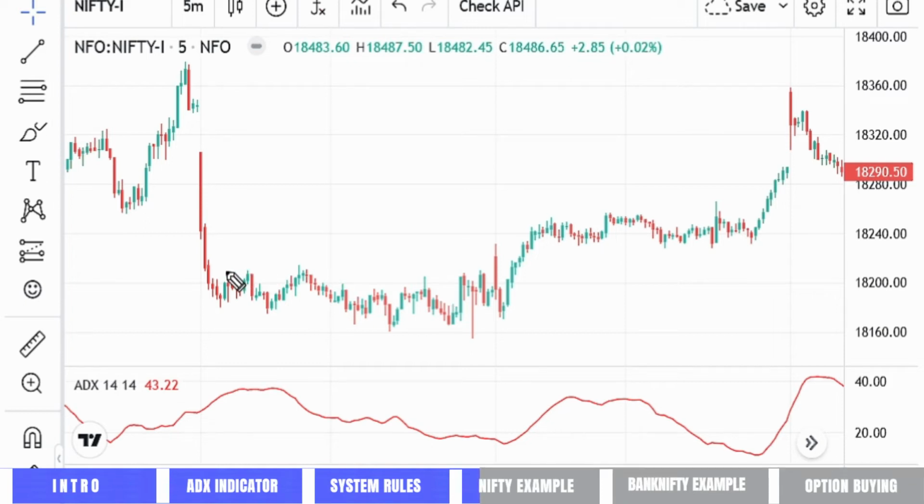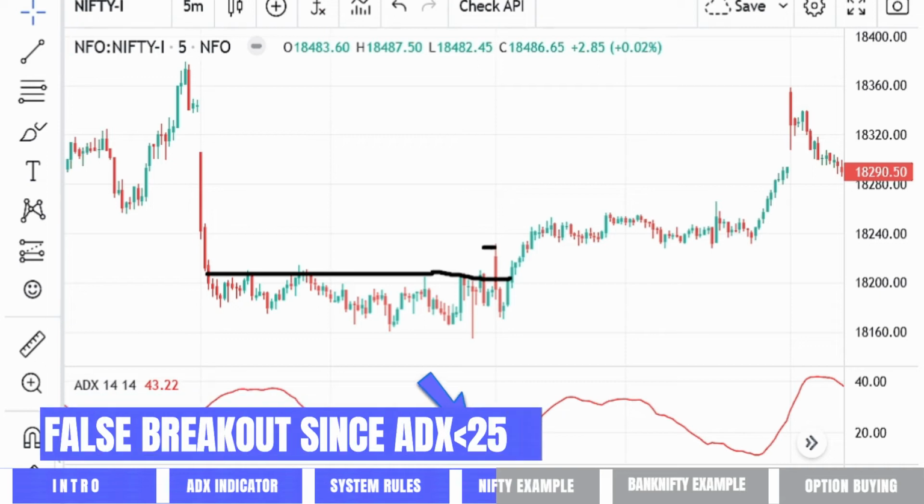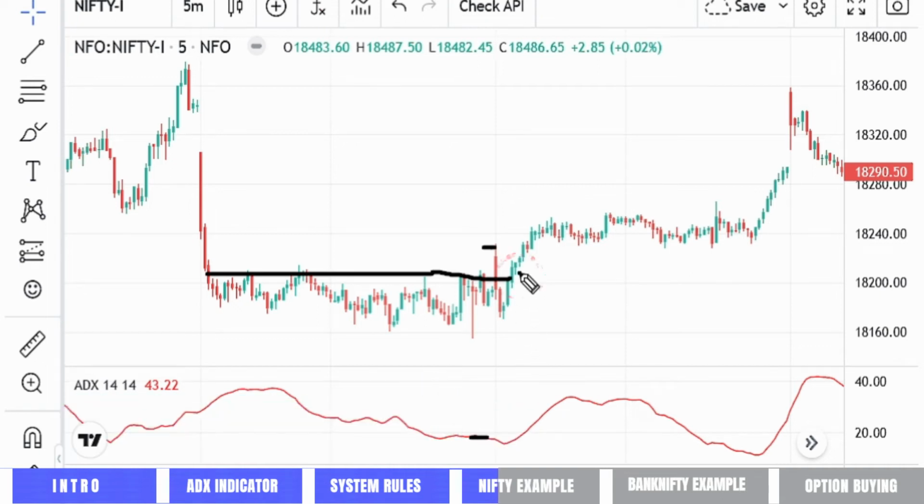We can see that Nifty is having a good resistance here around 18,200 levels, and it tried to give a breakout here, but it was a false breakout. How do we know that? Because the value of ADX was below 25. But when it gave the breakout for the second time, we can clearly see that ADX was going up and it was going above 25. So this was a good trade.